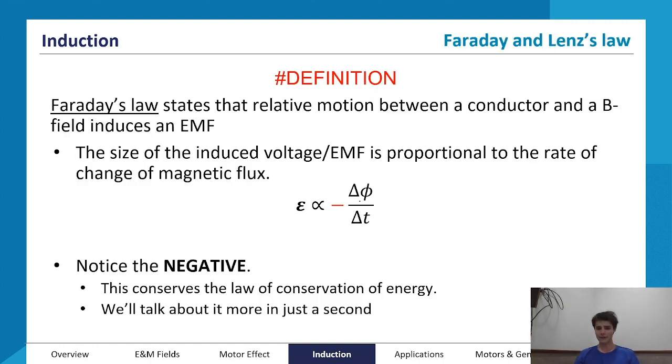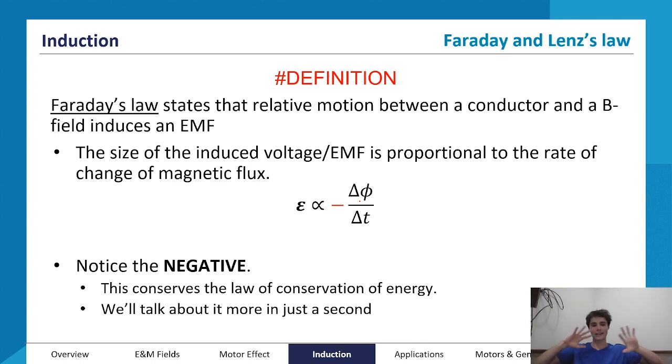However, that was only half of the definition, right? The other thing that we had to deal with was EMF, and just like flux, we actually have a formula for EMF as well. Now, Faraday's law states that relative motion between a conductor and a magnetic field induces an EMF. This is just a fancier way of defining the electromagnetic induction that we dealt with before. It's a slightly more rigorous definition. You can interpret it in the same way, right?